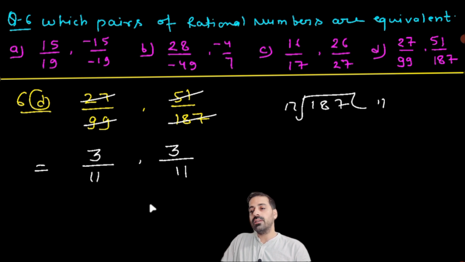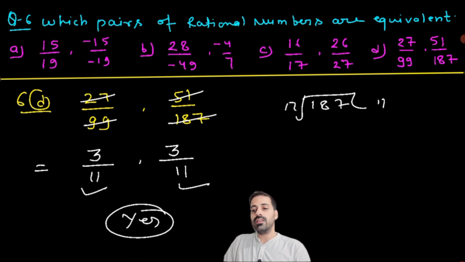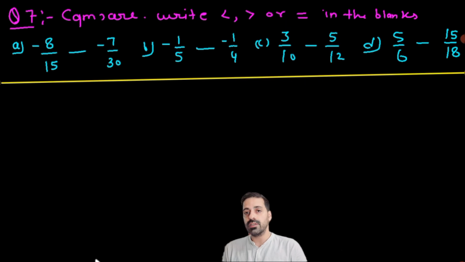187 divided by 17, so how many times? 11 times. So we again have 11. You can see both the numbers are the same, so yes, it is a pair of equivalent rational numbers. Is it clear to everyone? This is the solution of question number 6 of all parts of exercise 1A. Now move to the next question.